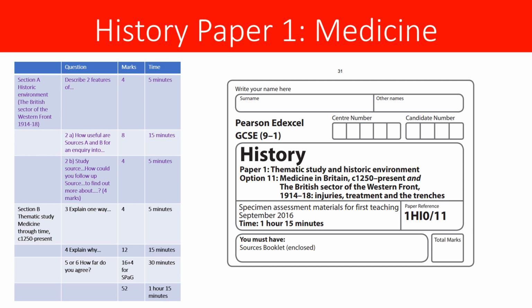Section B is your thematic study, which means the Medicine Through Time section, which is 1250 to present day. And question 3 is explain one way, which is your comparison question between 2 time periods. It's worth 4 marks. Then an explain why, which is worth 12 marks. And then a question 5 or 6, you'll have a choice, which is worth 16 marks. And then you can gain another 4 marks for spelling and grammar.